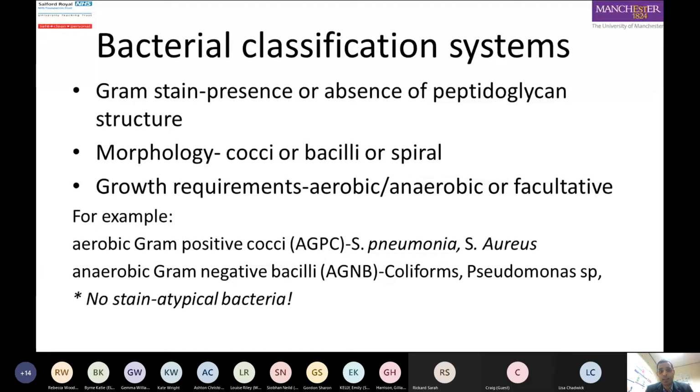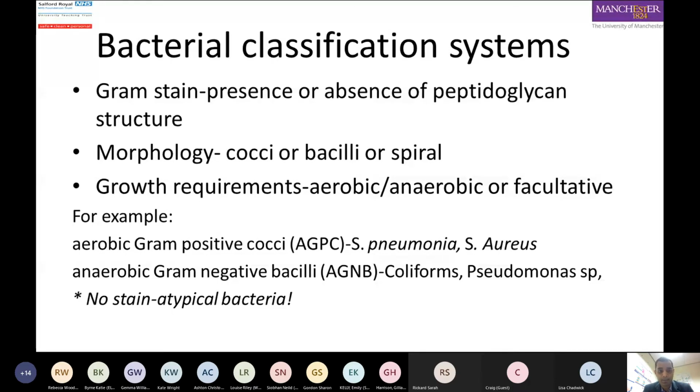And then you've got the morphology, the size and shape of the bacteria, the circular spherical ones, which are the cocci, and then you've got the bacilli, and you've got the spiral bacteria. You're also looking at the growth requirements of the bacteria, which is either aerobic or anaerobic, based on the requirements for oxygen, or they could be facultative anaerobes, where they can grow with or without the presence of oxygen.